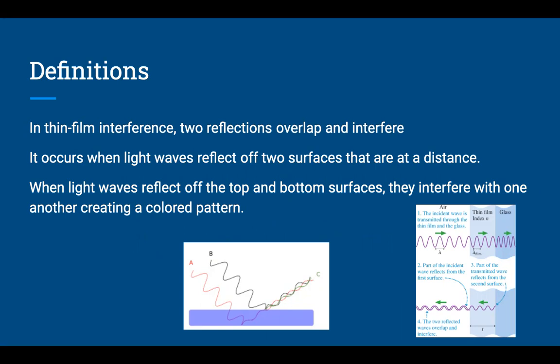And here we have two examples of that. If you see directly below, the A and B reflect, and you can see the C is creating a different reflection, and it's creating a color pattern.